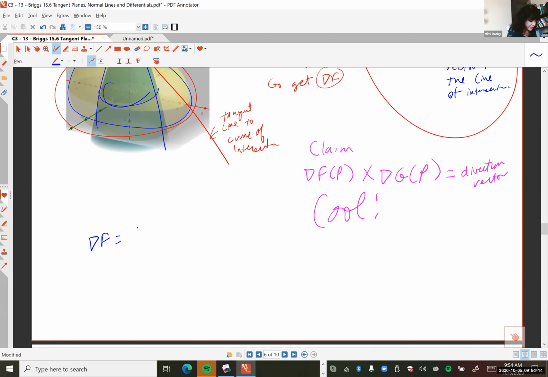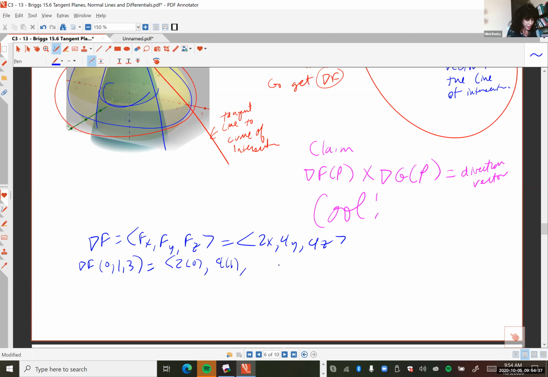So big del F, this is the ellipsoid's normal vector to its surface. I get 2x, 4y, and 4z as the gradient's components. And when I evaluate big del F at the point (0, 1, 3), what do I get? I'll just substitute: 2 times 0, 4 times 1, 4 times 3. And I get the components 0, 4, 12. Okay, fine. Save that for later.